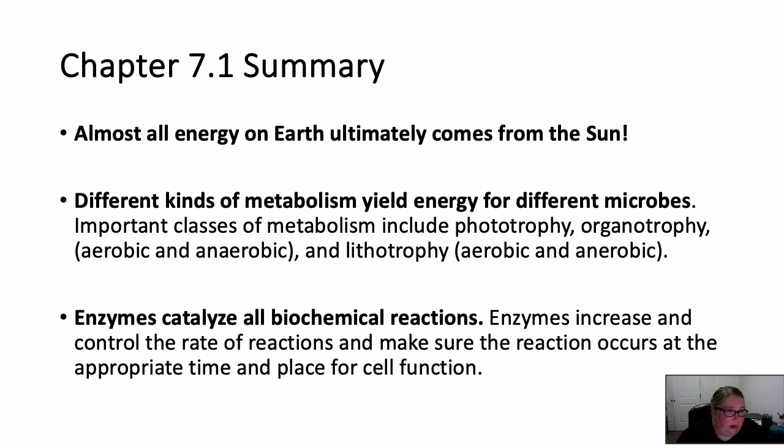So that is chapter 7.1. Just a reminder, all energy on Earth comes from the sun. Different types of metabolism are going to yield different amounts of energy for different microbes. The important ones to know are phototrophy, organotrophy, both aerobic and anaerobic, and lithotrophy, both aerobic and anaerobic. And we need to remember that enzymes are the things that are controlling all these reactions so they don't get too out of control or they don't go too slow.